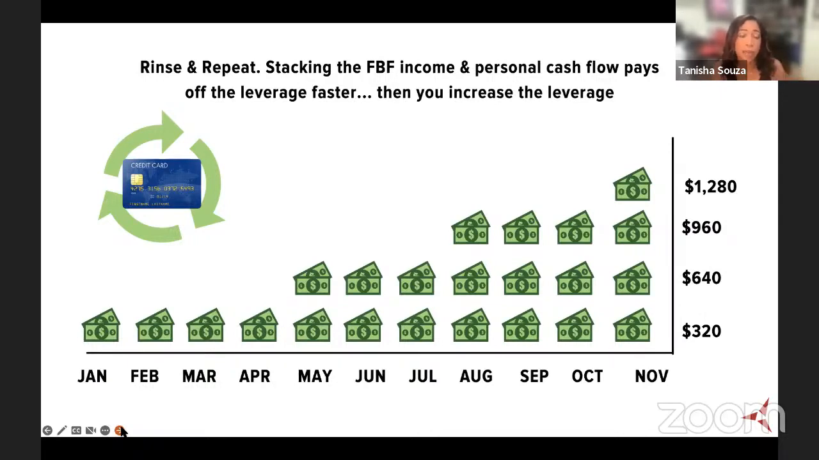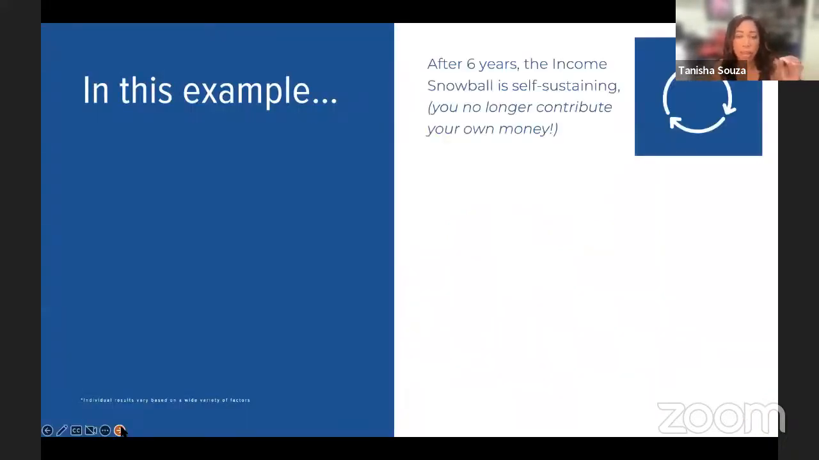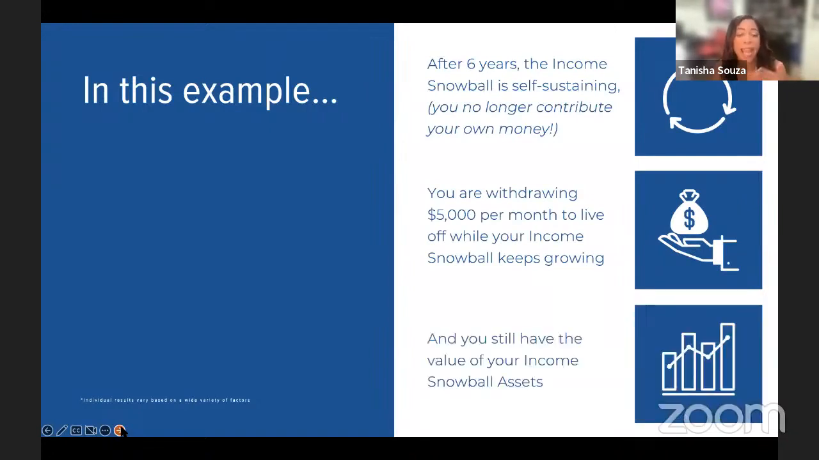In other words, the income snowball sustains itself by continuing to create more income for you without you having to put anything in. Okay. So in the example I just gave you, after 6 years, the income snowball is self-sustaining. So you no longer contribute your own money. You can actually use what you need to live, right? In this case, withdrawing $5,000 per month to live while your income snowball keeps growing. And you still have the value of your income snowball assets as well.